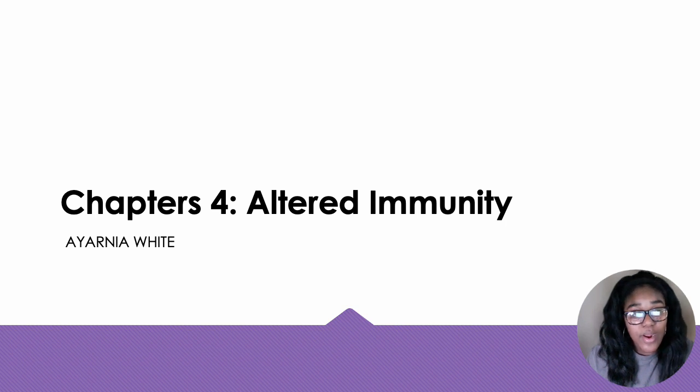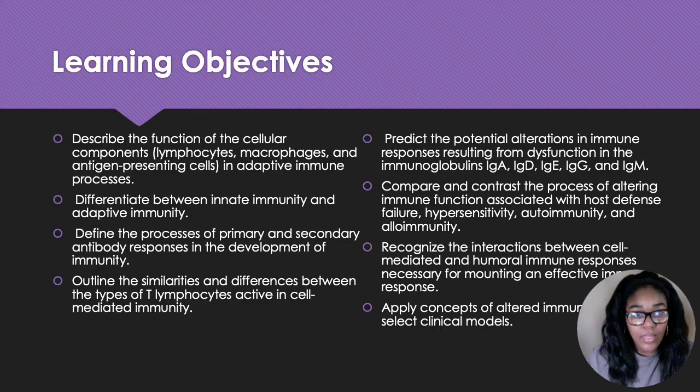Welcome to chapter 4, and in this chapter we will be talking about the alterations in immunity. The learning objectives of this chapter are to describe the cellular components, which include lymphocytes, macrophages, antigen-presenting cells, and the adaptive immune response or processes. You want to be able to differentiate between the innate immune response and the adaptive immune response.